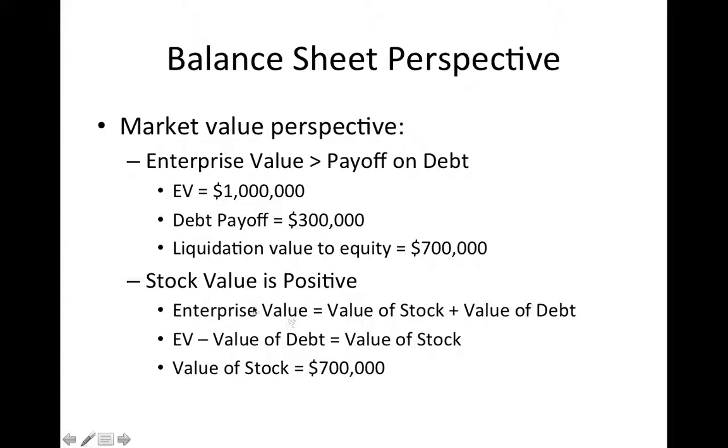If we think about enterprise value as being the value of the stock plus the value of the debt, then obviously enterprise value minus the value of the debt is equal to the value of the stock. And since the definition of adequacy is that the enterprise value be greater than the value of the debt, that means the value of the stock must be positive. In our example, it's $700,000 worth is the value of the stock, the market value of it.